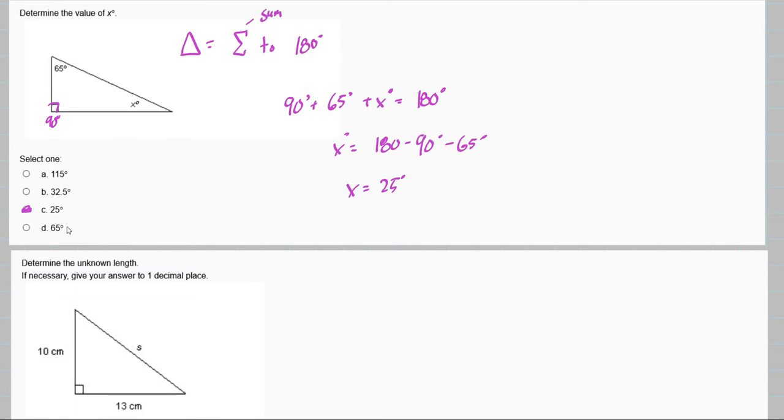B and C are pretty reasonable. D's too big. D would be the case if we had an isosceles triangle, but we clearly don't.